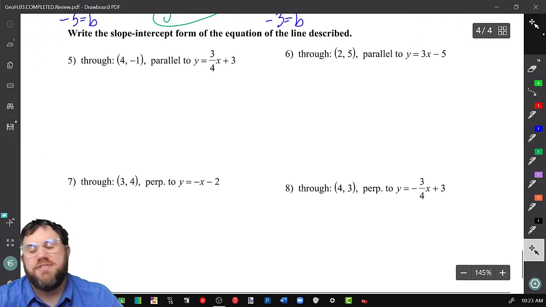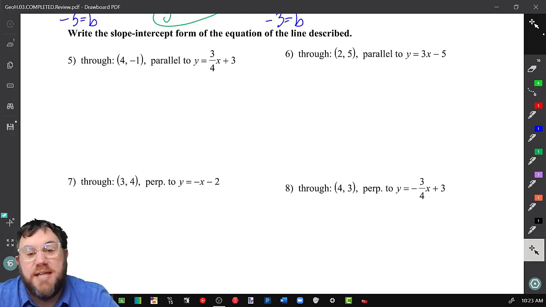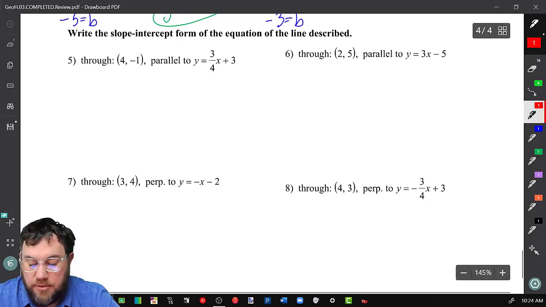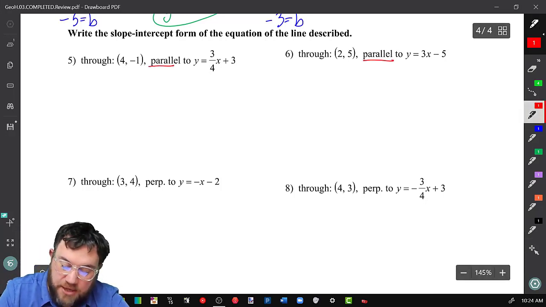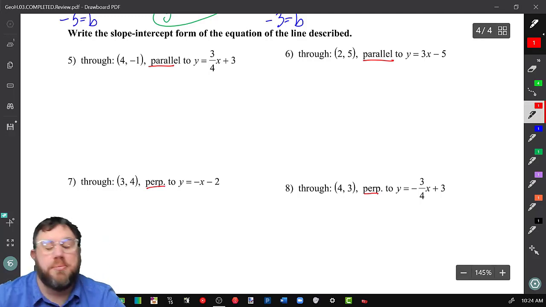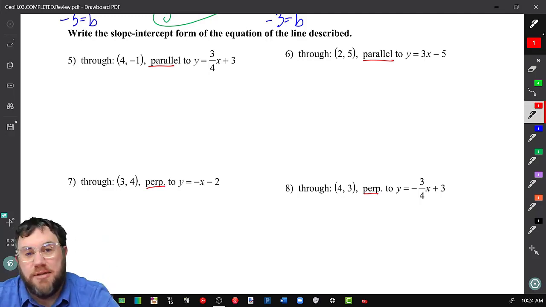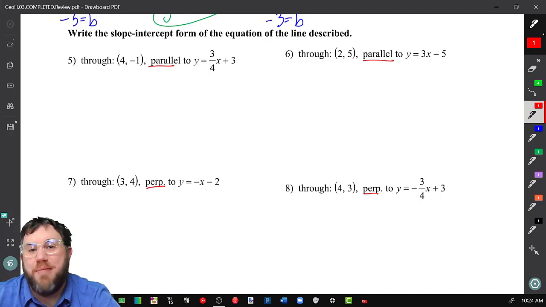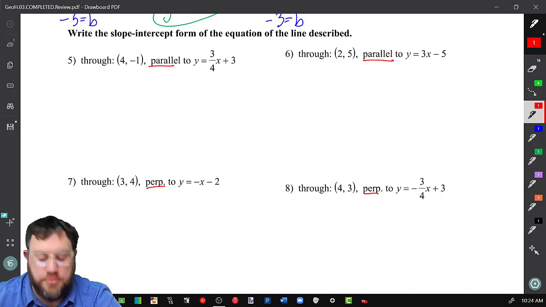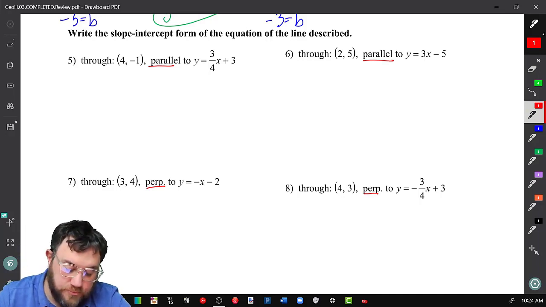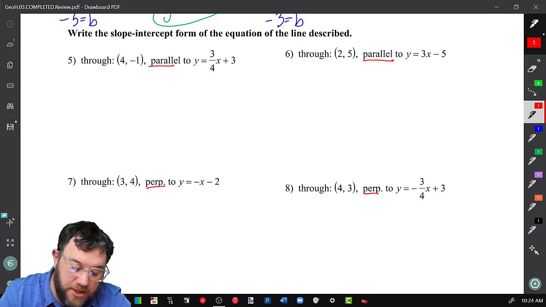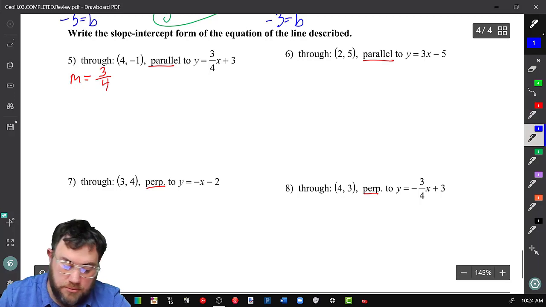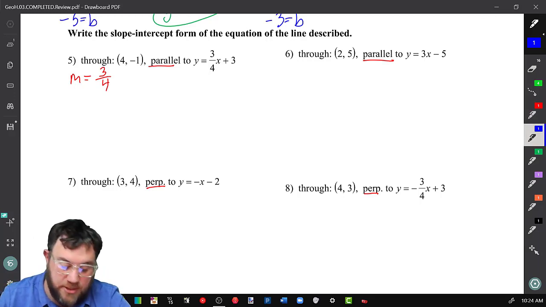All right, for these last 4, again, it's almost the exact same process, only this time we're given a line that we're either parallel or perpendicular to. You need to make note of whether we are parallel or perpendicular. Remember, parallel lines have the same slope. Perpendicular lines have opposite reciprocal slopes. So in number 5, we know that the slope is 3/4 because they're parallel. They have the same slope.